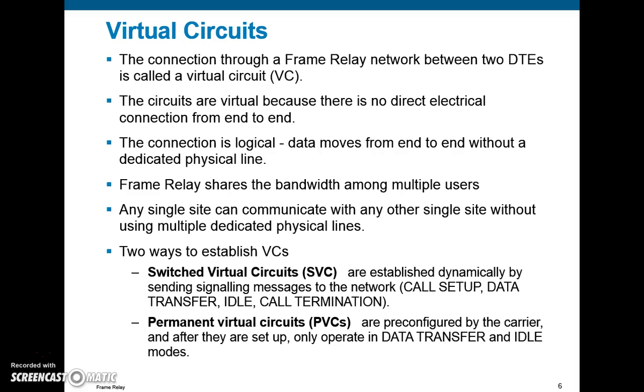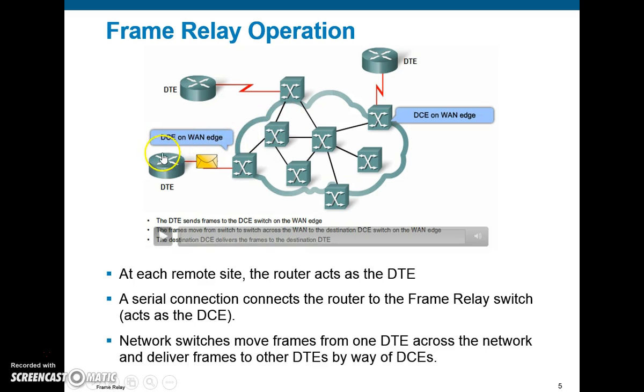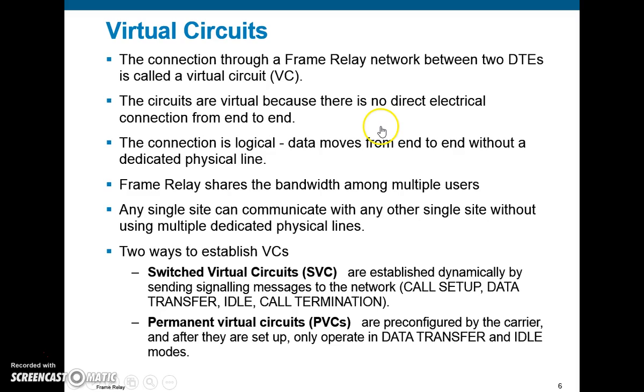So how does the packet identify the path from the source to the destination? Basically, the path is called the virtual circuit. It's a connection in the Frame Relay network between the two DTEs. The circuit is virtual because there's no direct connection from end to end between these two DTEs. In between there are many Frame Relay switches. So it's virtual, it's logical, there's no dedicated physical line.